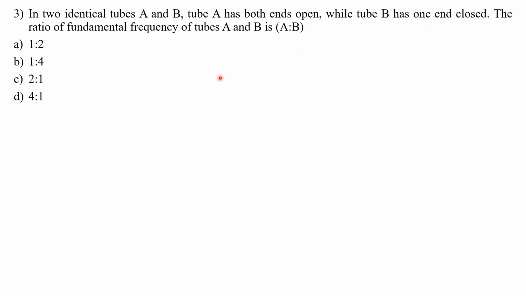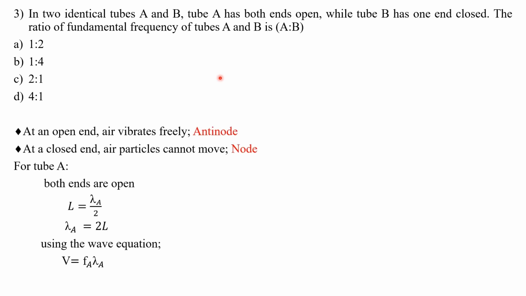So before we solve this question, let's understand the basic physics rule here. At an open end, air vibrates freely, so we can get an antinode. And at a closed end, air particles cannot move, so we can always get the node at the closed end.